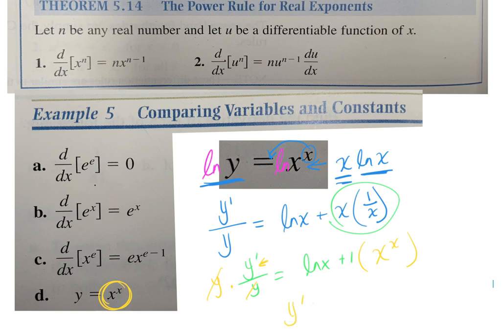So my derivative is going to be that x to the x power times the natural log of x plus 1. And that's really as simple as I can get that. I can't get that any simpler. I mean, I could distribute that x to the x through, but it doesn't really help me to do that. So I'm done.